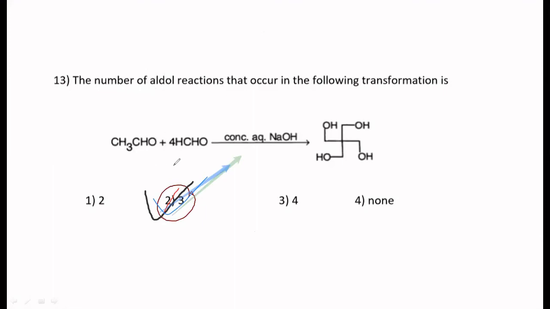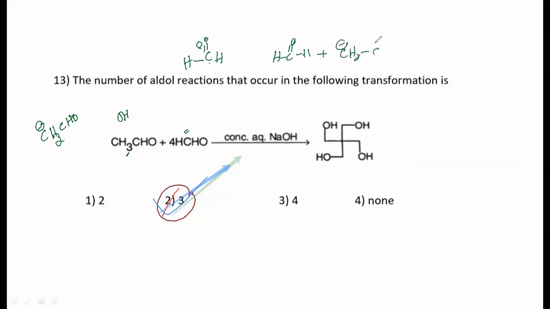Initially, you have got CH3. It has to be a cross aldol, isn't it? Because this is not having any alpha hydrogens, this carbonyl group can only act as an electrophile. So OH minus will take away one alpha hydrogen and the enolate ion is formed, CH2 minus. This has to come and form a bond with HC double bond O. So this is going to form a bond.